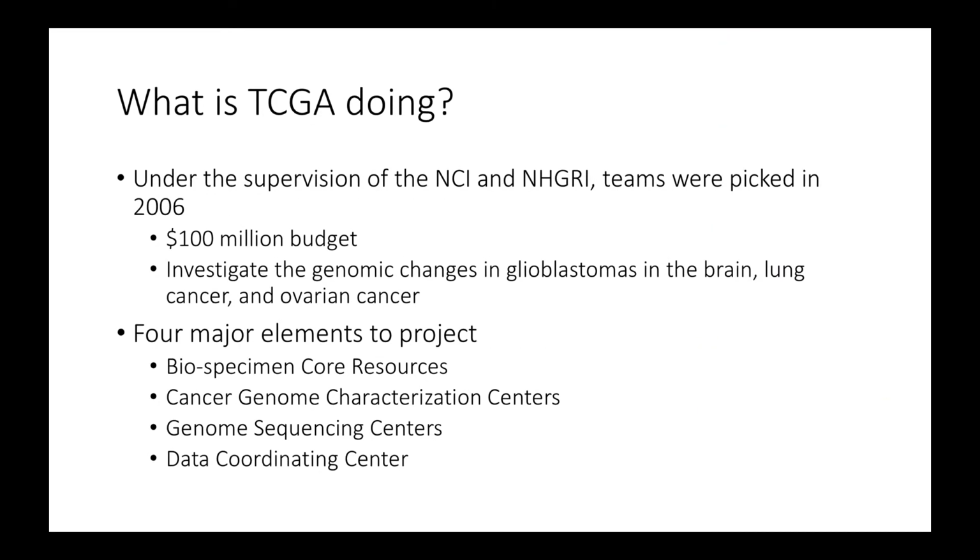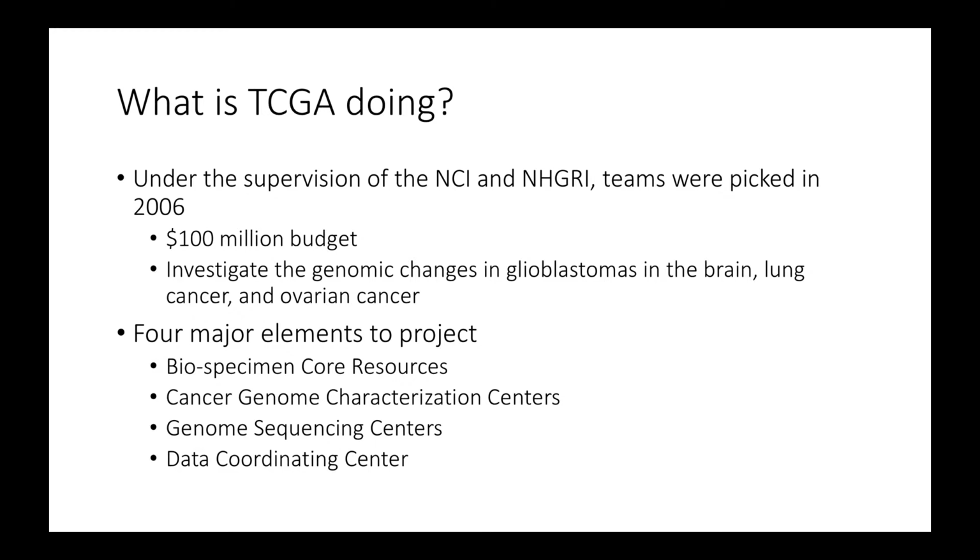So what has the TCGA been doing? Well, under the supervision of the NCI and the National Human Genome Research Institute, multiple teams were picked in 2006, given a $100 million budget, and were told to investigate the genomic changes in glioblastomas in the brain, lung, and ovarian cancer. Among the reasons that these cancers were picked is that they account for around 200,000 cancer cases in the US and around 190,000 deaths in just 2006 alone.